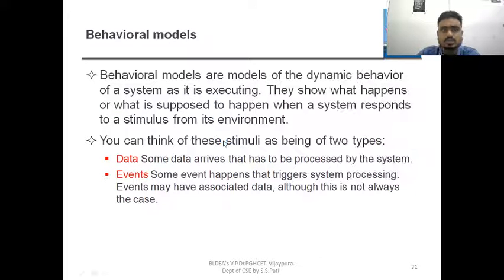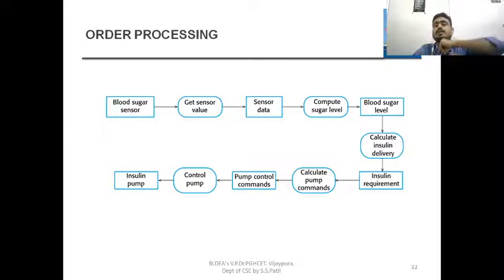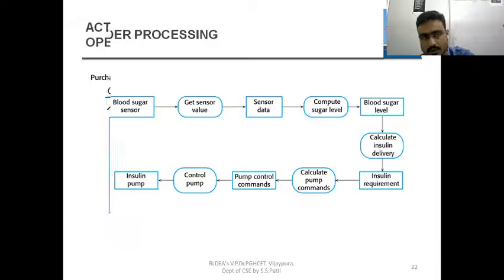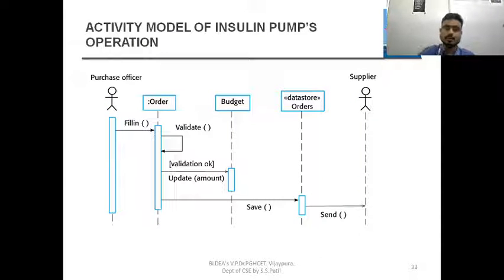This order processing is related to the behavioral model. What exactly is the behavioral model? If we get some value, some trigger, and according to that we process it, we call it order processing. Understood? This is all about the behavioral model. Next, we are studying the activity model of the insulin pump's operation.